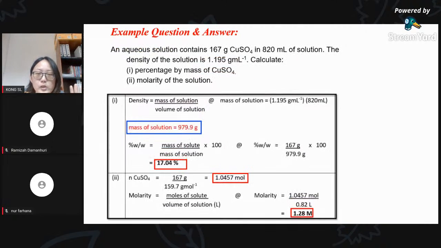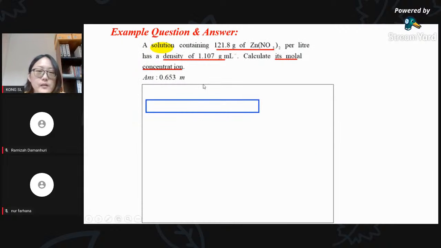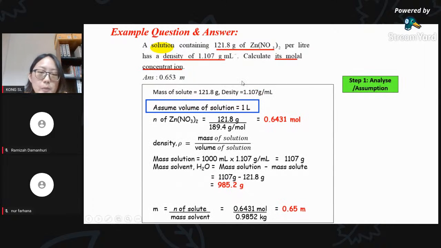In this case, there is no need to assume anything because we can find out the mass of solution, mass of solvent, and mass of solute based on the information given. But for this question, only percentage by mass is given. Since it is percentage by mass, we assume the mass of solution, meaning solute plus solvent gives solution, is 100 gram. Once we assume 100 gram, straight away we can find the mass of solvent. And then for this case, we assume the volume of solution is 1 liter in order to help you find out the mass of solution. After you find the mass of solution, since the mass of solute is given, you can find the mass of solvent. The purpose of the mass of solute is to find out the number of mole.